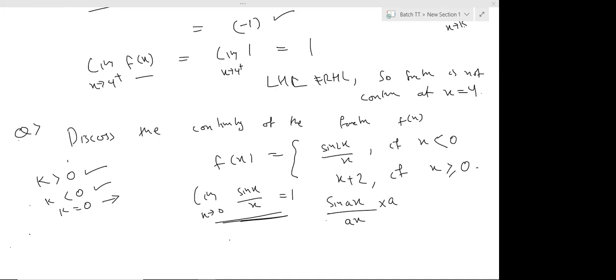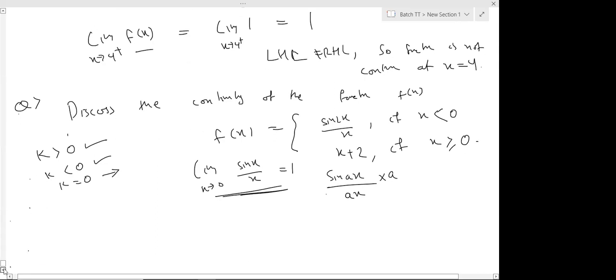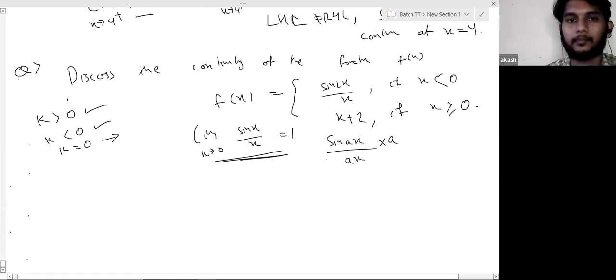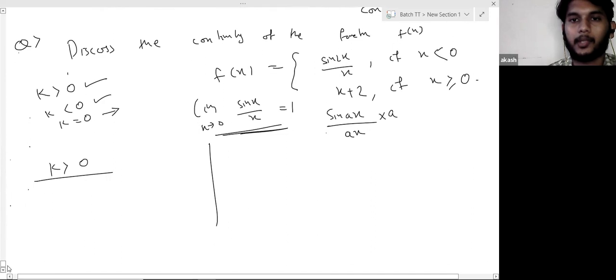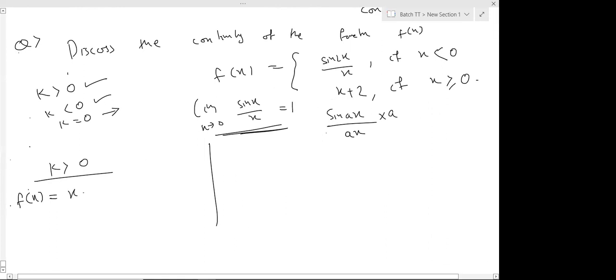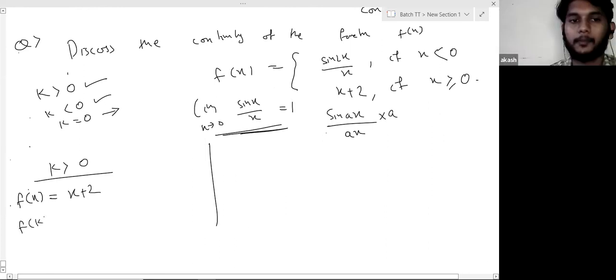All right, let's see. So first case, k is more than 0. I'll try to write this all in one page. So when k is more than 0, what is f of x? Look at the function, x plus 2. So f of k will be k plus 2. Very simple.